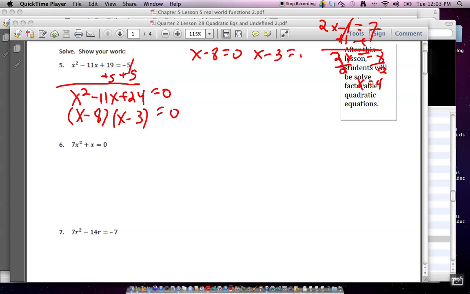So maybe it's the guy on the left. Maybe it's the guy on the right. We don't know which one it is. We'll never know. Add 8 to both sides. X is equal to 8. Add 3 to both sides. X is equal to 3.